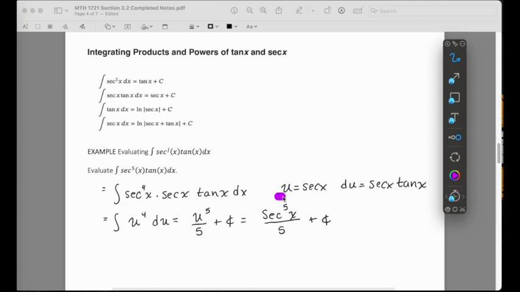And now I can let u be secant x. So when I take the derivative, I get secant x tan x dx. So I'm going to replace secant x tan x dx. I forgot my dx here. But when I replace this with my secant x tan x dx, I can replace it with du. So this all gets replaced with du. And then this just becomes u to the 4th. So when I integrate, it's really, really easy. I just take the integral of u to the 4th, which is u to the 5th over 5 plus my constant, and then I resubstitute in terms of x.